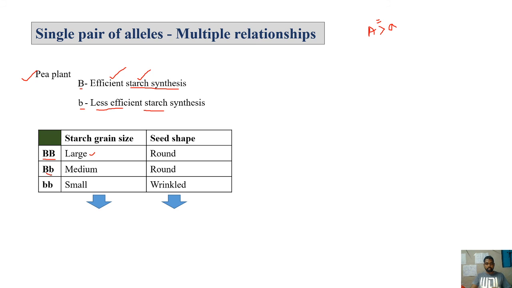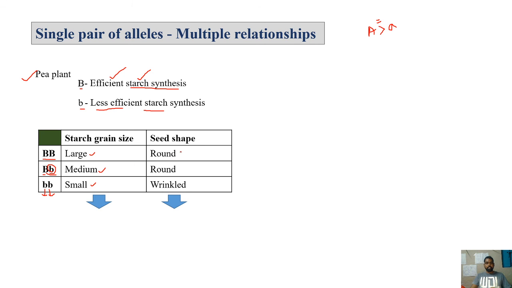But when it is heterozygous, capital B is able to produce efficient starch, that is this particular allele, but the other one is not able to produce sufficient amounts of starch. Therefore, the size of the grain is medium sized. And in the third case, that is the homozygous condition with respect to small b, as there is less starch synthesis from these two alleles, the grain size will be small.